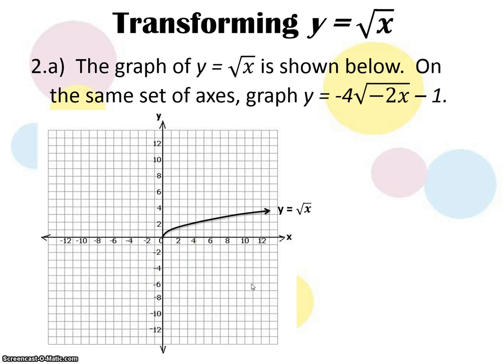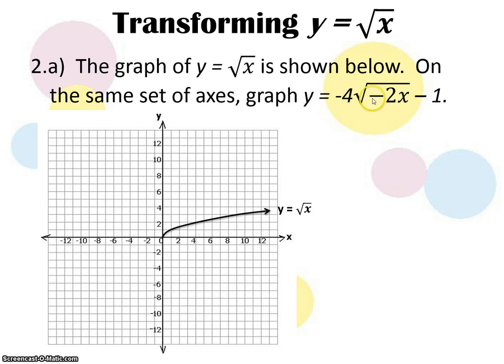Let's try transforming the base root graph again. Now, they might not give you the base root graph on a test or a quiz. You'd be expected to draw it yourself. So we know the major points, (0, 0), (1, 1), (4, 2), and (9, 3), and we can easily graph the root graph. Taking a look at the equation, it looks like there's quite a couple more transformations this time.